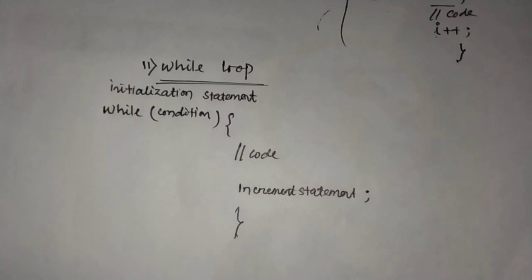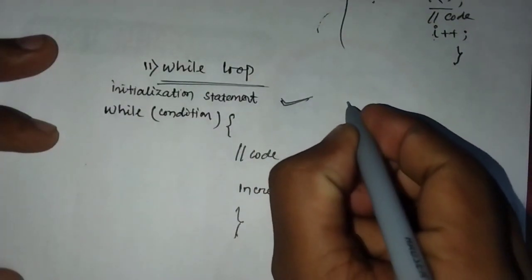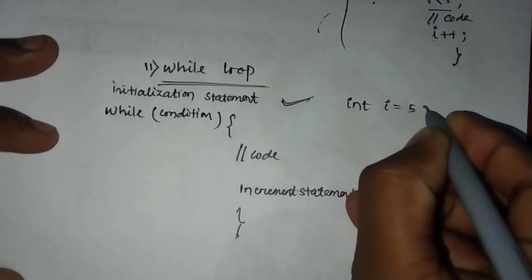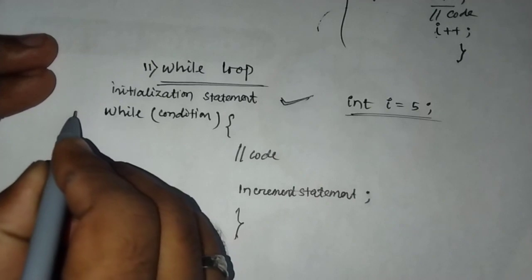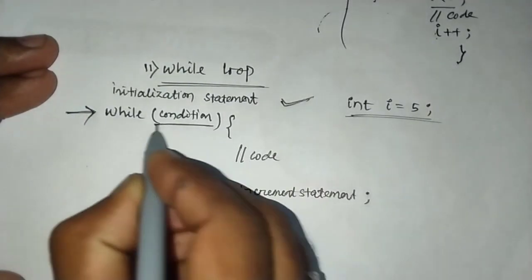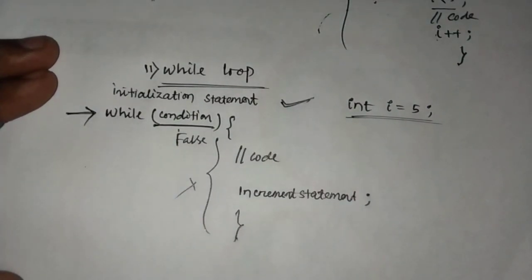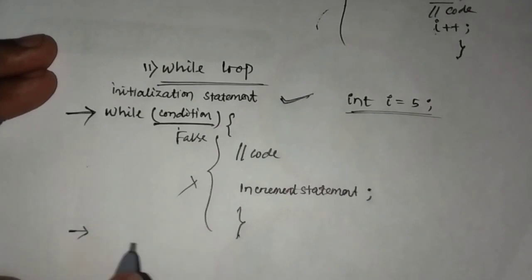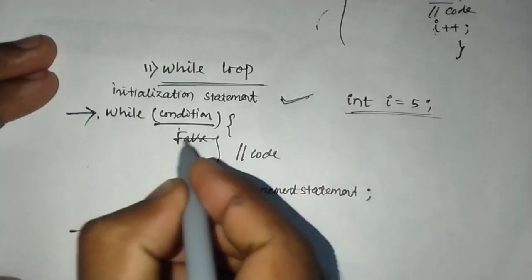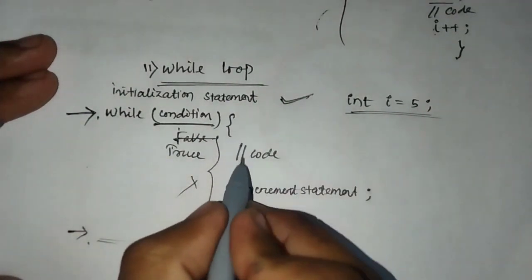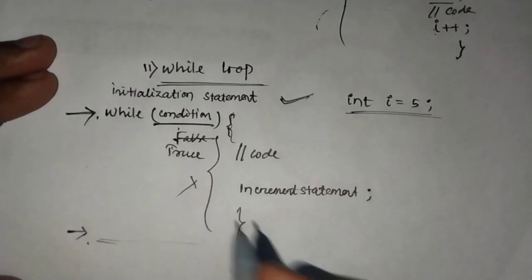First of all, when the program starts, we initialize a variable like int i = 5. Then the compiler will come here and check the condition. If it is false, then it will skip this part, and the compiler will jump directly from this line to the line after the loop. If the condition is true, then the compiler will enter the brackets, that is the body of the while loop.